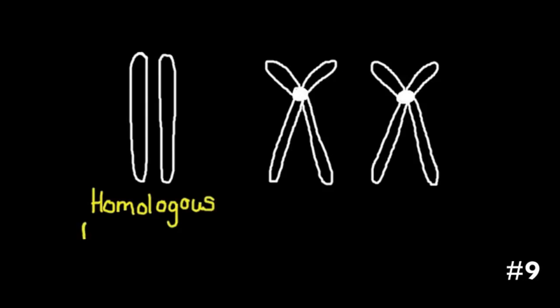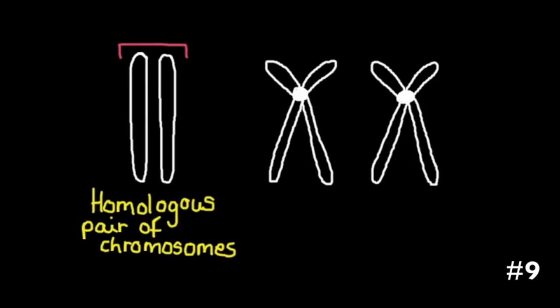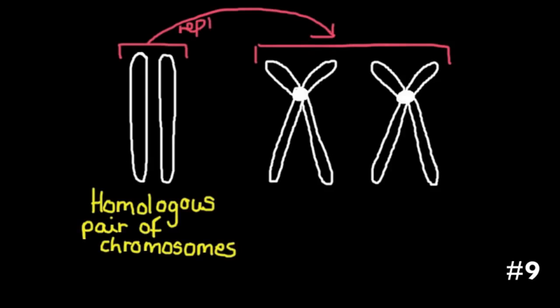Mentioning homologous pairs of chromosomes, you have to distinguish between a homologous pair and sister chromatids. Sister chromatids are formed after each chromosome in the homologous pair replicates to produce identical copies of itself. Only after replication do you have sister chromatids, each chromosome in the pair existing as sister chromatids.